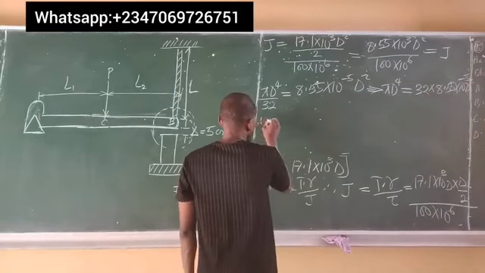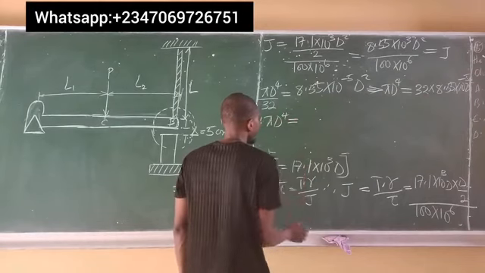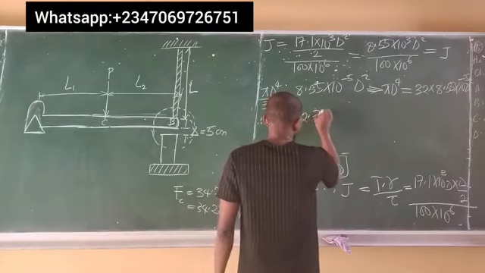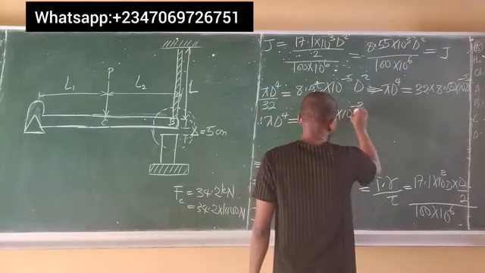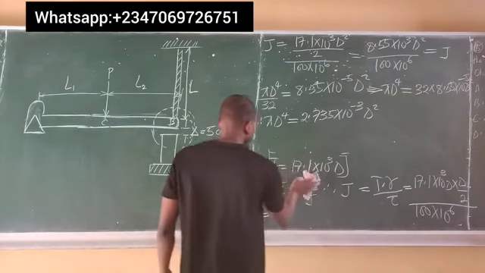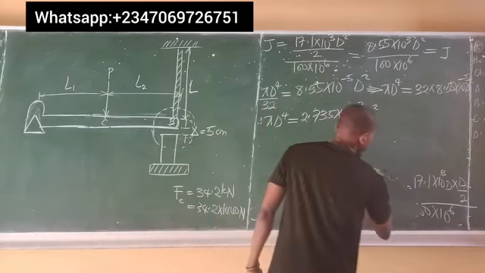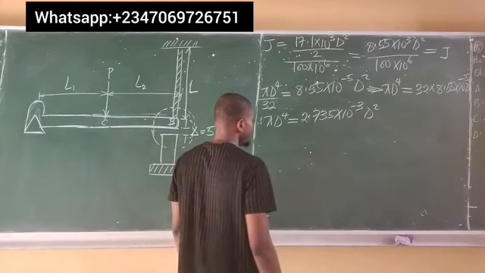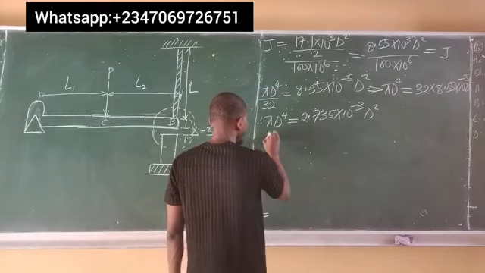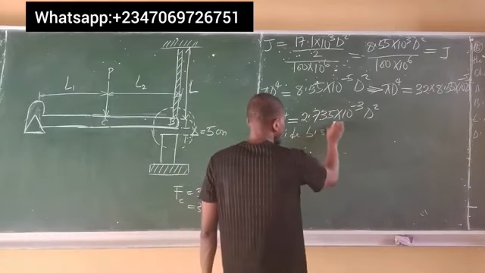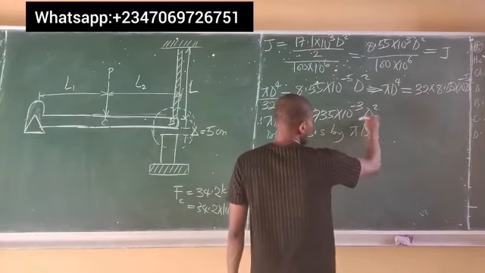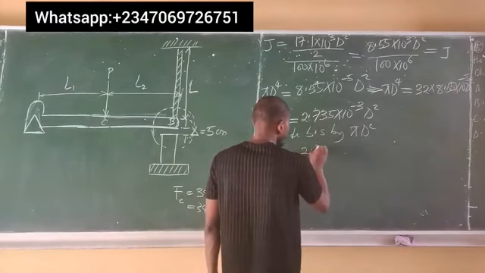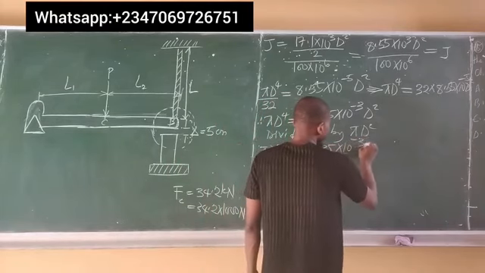So pi d to the power of 4 is now equal to 32 multiplied by this value, which gives us 2.735 by 10 to the power of minus 3 d squared. Now observe that on the right hand side of the equation we are seeing d squared, and here we are seeing d to the power of 4 and pi, and we need the diameter. So in order to find the diameter, we divide both sides by pi d squared so that we eliminate this d squared.